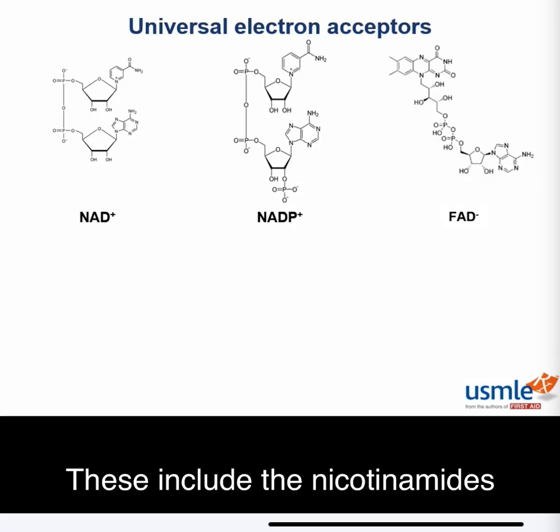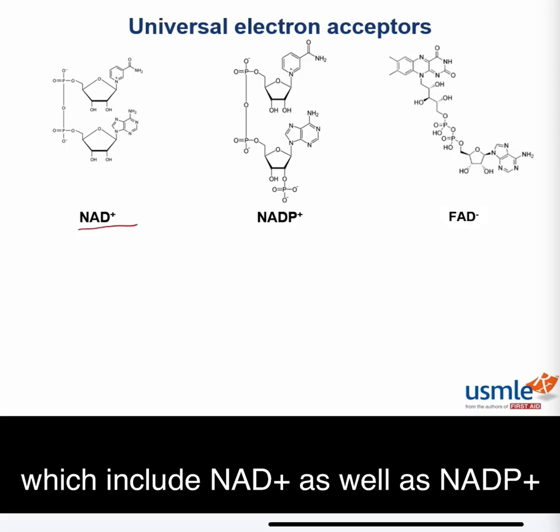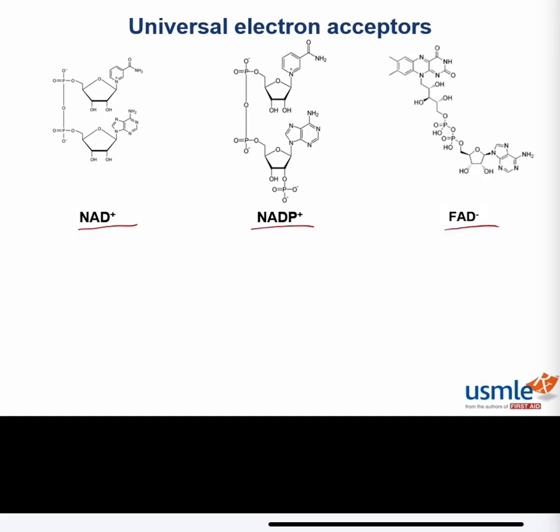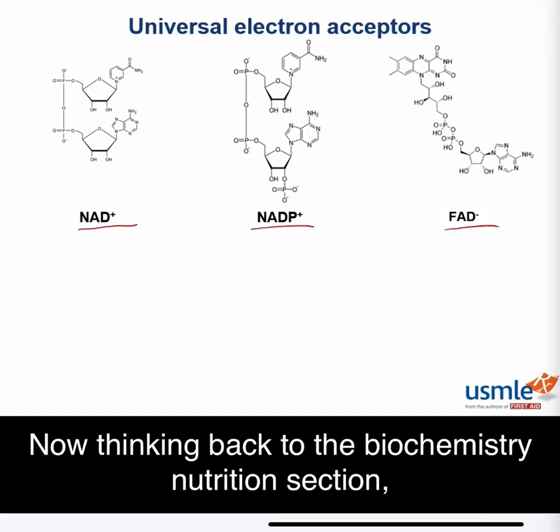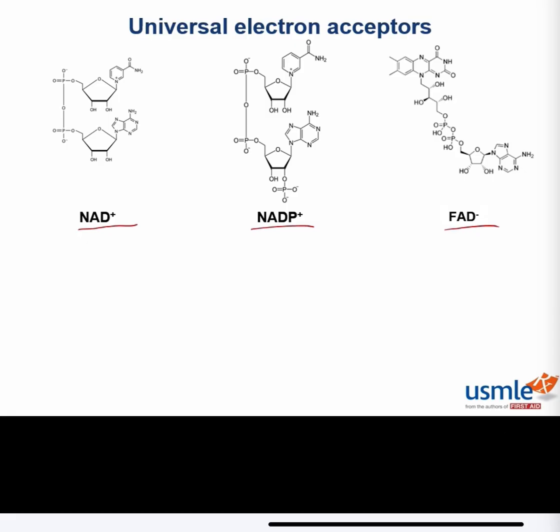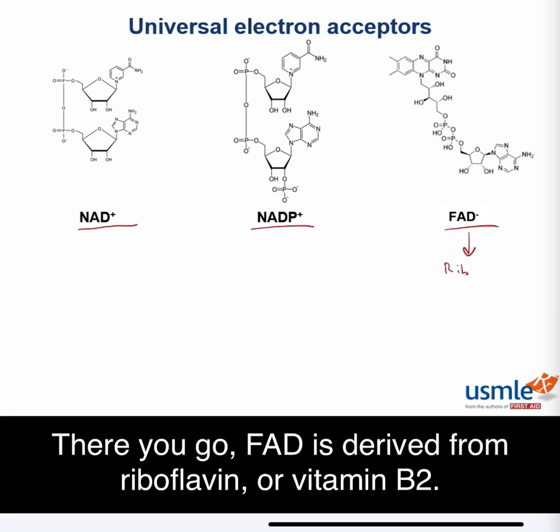These include the nicotinamides, which include NAD+, as well as NADP+, as well as the nucleotides, which include FAD. Now thinking back to the biochemistry nutrition section, do you remember which vitamin FAD is derived from? There you go, FAD is derived from riboflavin, or vitamin B2.